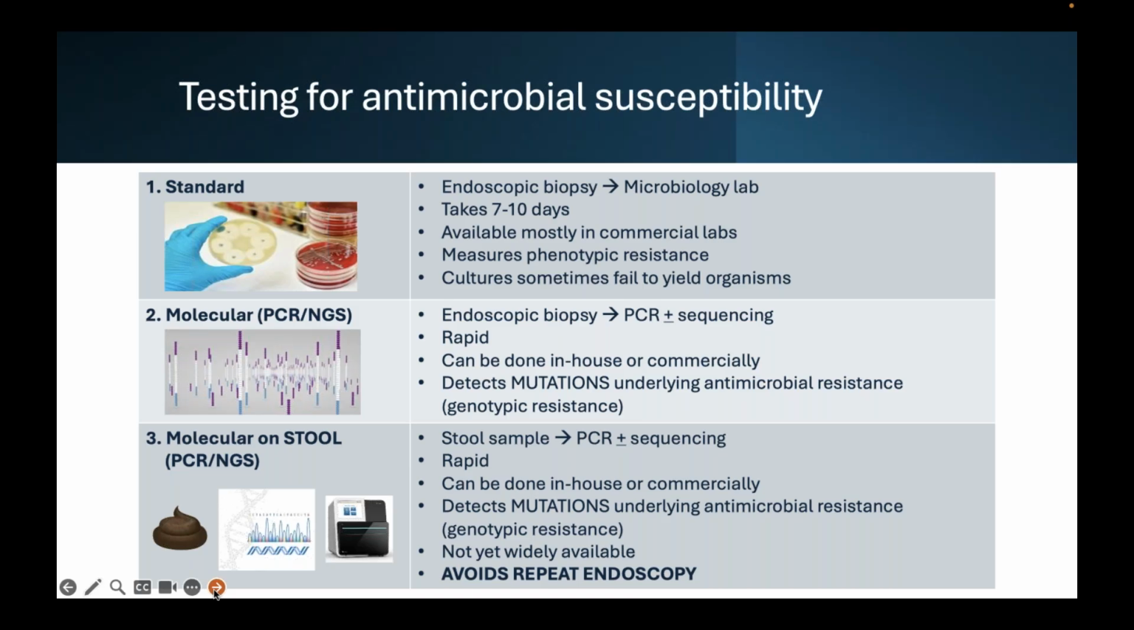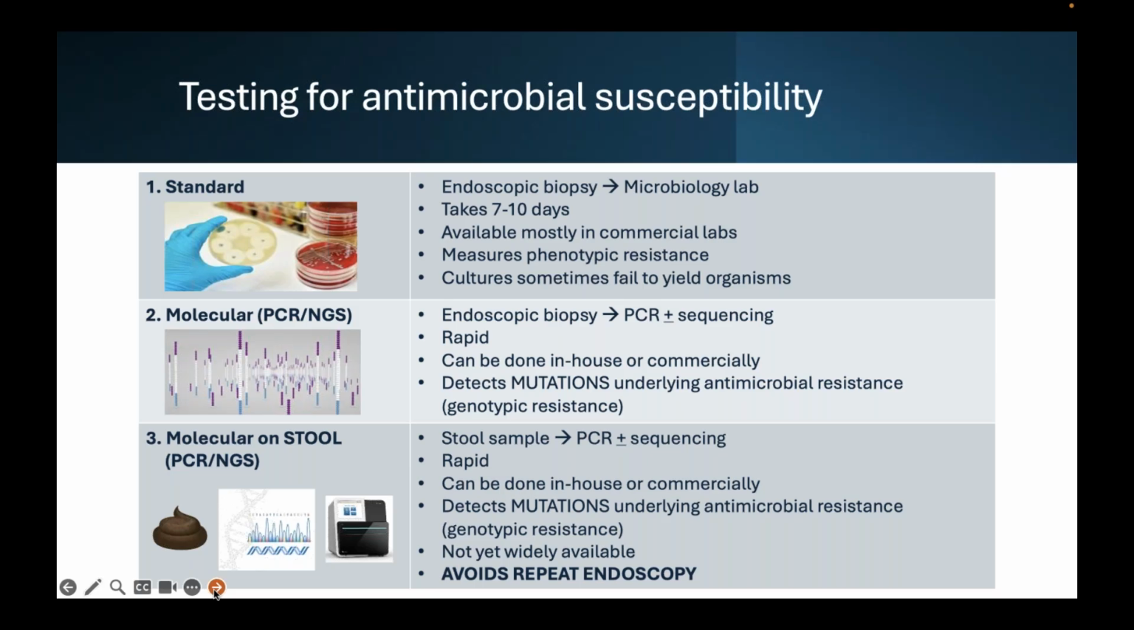And once they've grown up the H. pylori on the culture dish, you can measure phenotypic resistance. The issue with this test is that cultures sometimes fail to yield organisms, so you've got a definite H. pylori positive patient, but somehow by the time the culture gets to the receiving lab, they're not able to grow it. And I think that's the biggest problem with this, in addition to the fact it takes quite a long time to get a result.